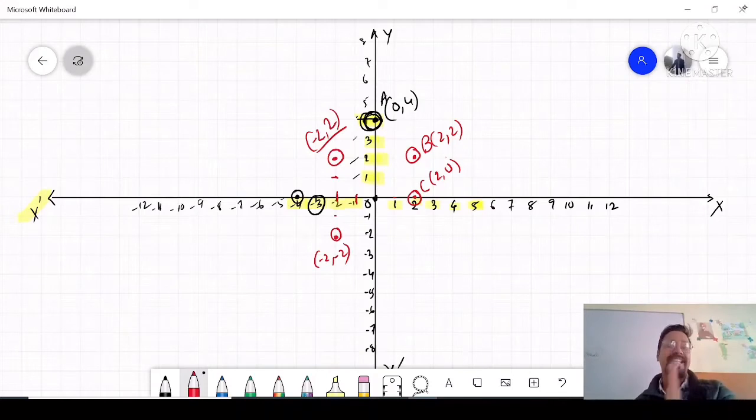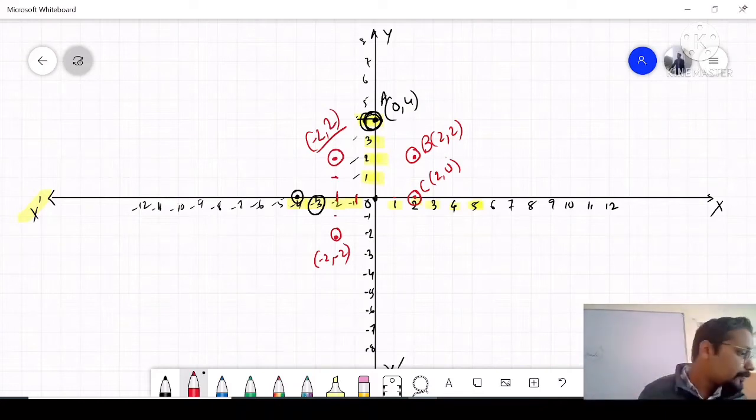So you must know if it is negative in the x-axis, we will go left. If it is positive in the x-axis, we will go right. If it is positive in the y-axis, we will go top. If it is negative on the y-axis, we will go down. Okay, that's how the Cartesian coordinate system works.